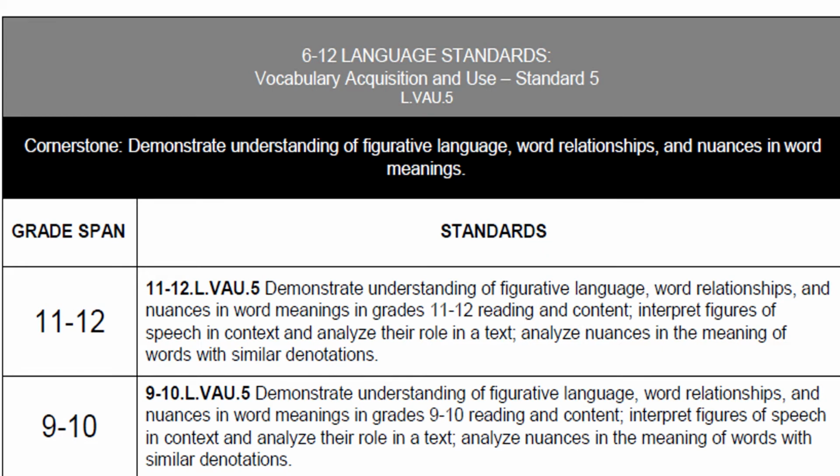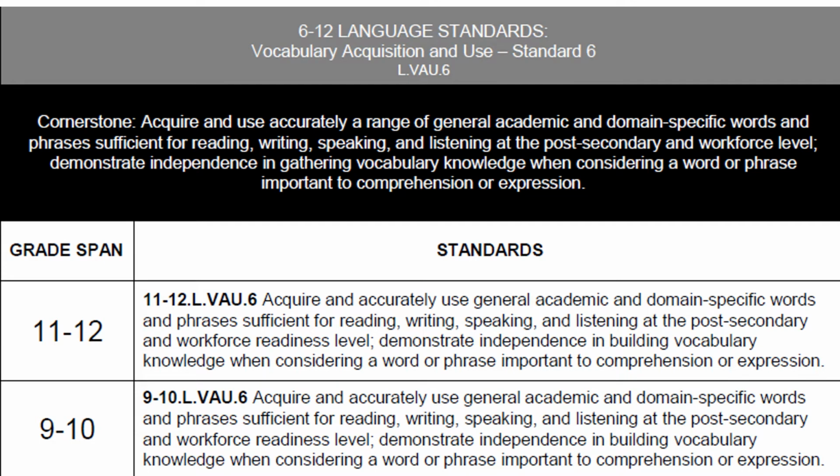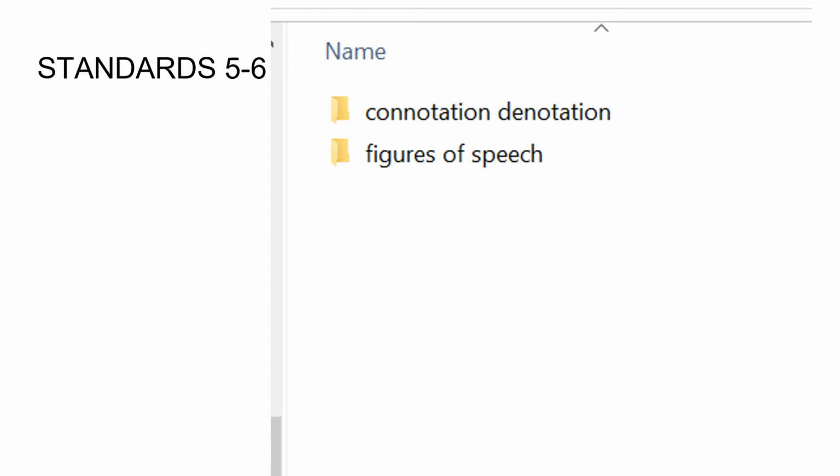Standard 5. Demonstrate understanding of figurative language, word relationships, and nuances in word meanings in grade 11 through 12. Standard 6. Acquire and accurately use general academic and domain-specific words and phrases sufficient for reading, writing, speaking, and listening. Use smart words. Use big words. Since you're a junior in high school, don't write sentences that say see, spot, run. Connotation and denotation and figures of speech. Now, typically on the ELC, you're not tested a lot over figures of speech, other than listing them, but you're supposed to be able to use them in the context of the reading and even the writing. Connotation and denotation, how a word makes you feel, and the actual definition of the word.